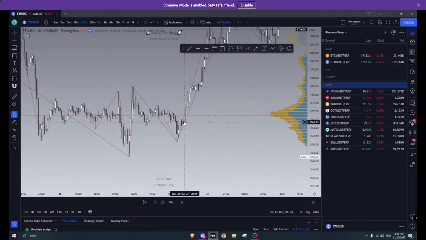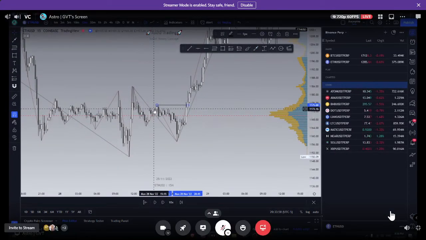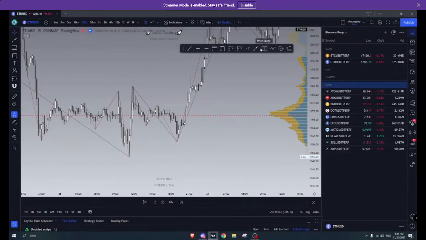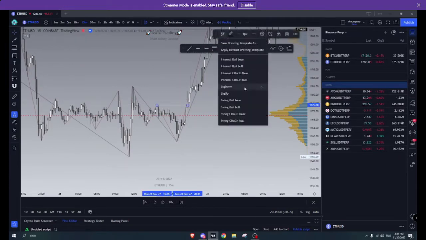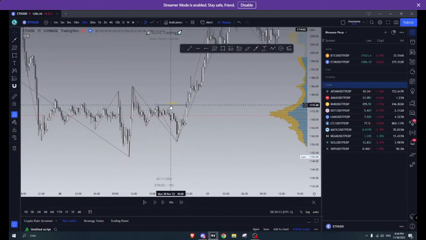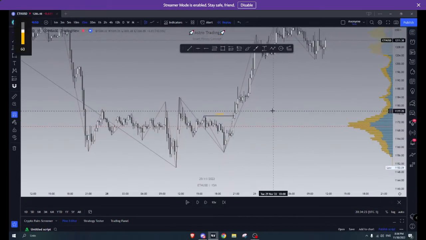Let's say this one, or even this one right here, before a break of structure in the market. Right now we can see that we have an internal break of structure, because we have a smaller structure here, and we have what we call a change of character, CHOCH. This is the abbreviation for change of character. It's the first break of structure before you start a trend.